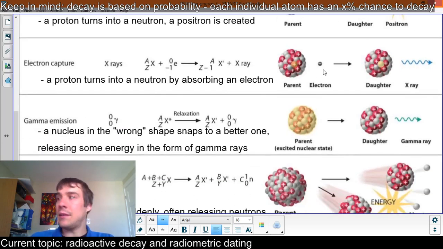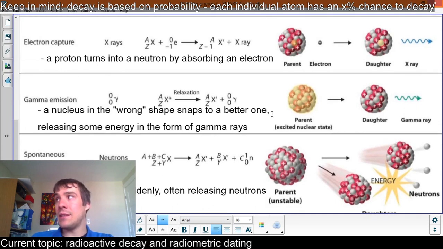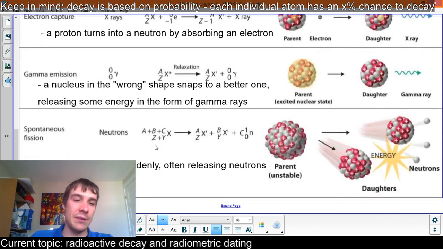Notably, this happens in supernovas, or just before the supernova. There's a gamma emission here. It actually doesn't change the nucleus at all. But the idea here is that maybe the nucleus is in a little bit of the wrong shape, and then it snaps into a better shape, a lower energy shape, and out comes a gamma ray. This is used a lot for radioactive medicine, for certain radiotracers, because it's not as harmful as other forms of radiation.